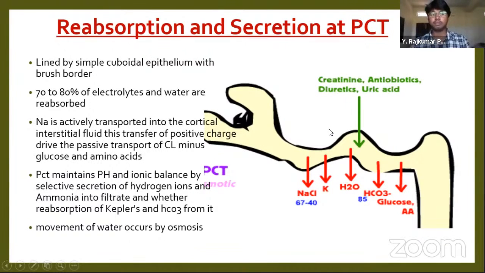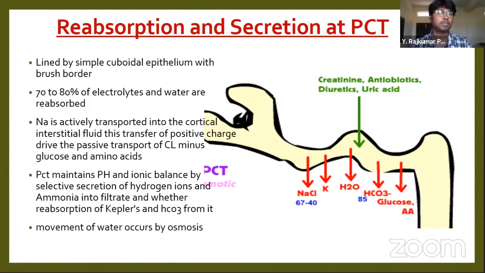Movement of water occurs by the process of osmosis. Do you know what is meant by osmosis? Osmosis is the transfer of molecules from its higher concentration to the lower concentration, from high water concentration to low water concentration with the help of a membrane, a semi-permeable membrane. It's called osmosis. It is different from diffusion.